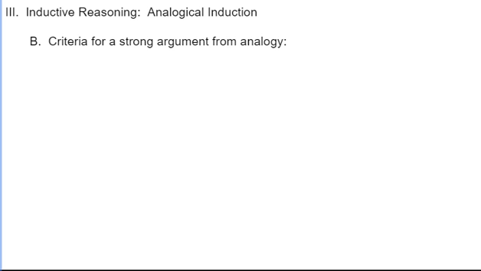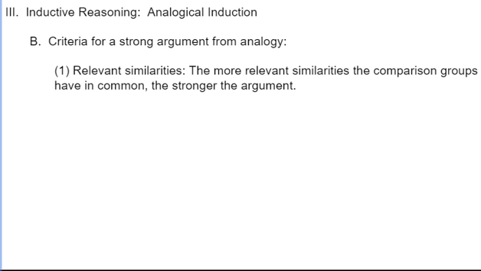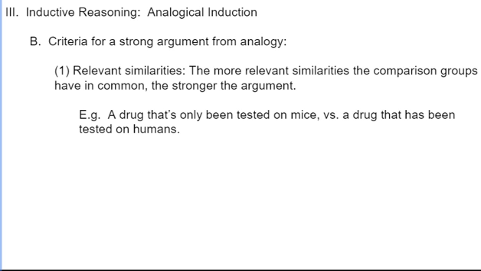So what makes an argument from analogy a good argument, a strong inductive argument? Well, first of all, the similarities have to be relevant to the property in question, right? The more relevant similarities the comparison groups have in common, the stronger the argument. So, for example, a drug that's only been tested on mice versus a drug that's been tested on humans. Which drug would you rather take, right?